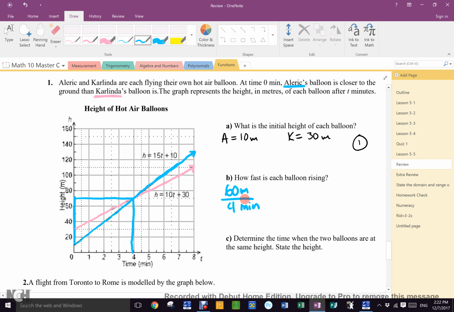15 meters a minute would be a good way to do that. Sam says, well, let's do per minute, because that makes sense. Kilometers per hour, meters per minute. So I divided by 4. So I divide by 4 up there. 15 meters per minute. Now, do you still get your 1 mark from me if you have 60 over 4?